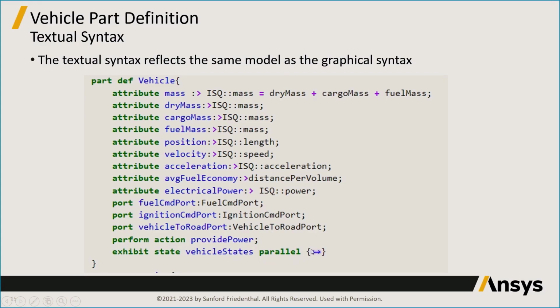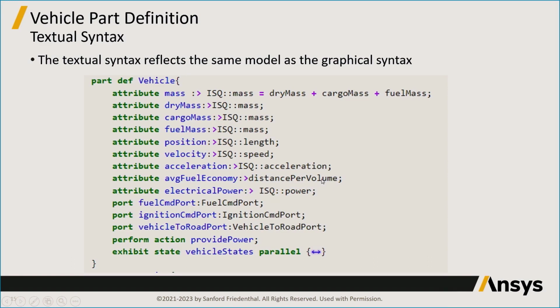And you'll notice in the textual notation you have these curly brackets. This indicates that there's additional content to the vehicle states. So what we'll look at on the next slide is the graphical representation of the vehicle states. And then the following slide, we will look at the corresponding textual syntax for the vehicle state. So you can see how the model expands and becomes elaborated, if you will. Also want to draw your attention to this attribute electrical power, because you'll see this on the next slide as well.